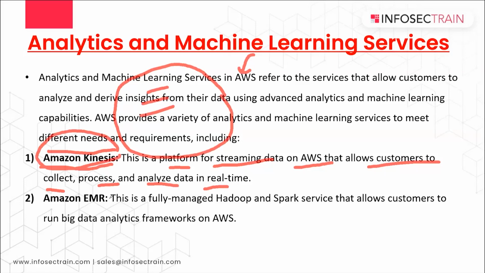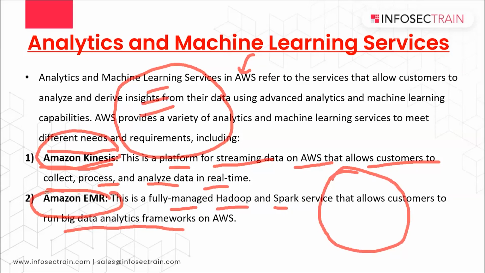Then there is something called Amazon EMR. It is a fully managed Hadoop and Spark service that allows customers to run big data analysis frameworks on AWS. So it helps you in analyzing the data. In short, Amazon EMR really helps you in analyzing the data. That's what Amazon EMR does. Now let's talk about more machine learning services.